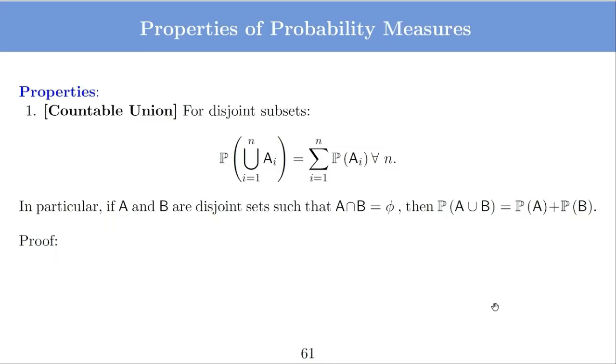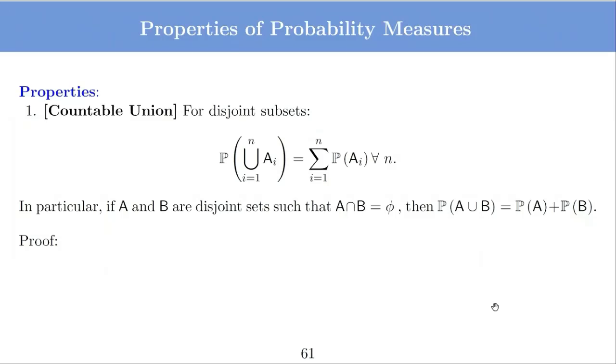First is the countable union. We already know that if you take a countable number of sets, then the probability of the union is equal to the summation of the probabilities of the individual sets. But this is also true for the finite union, not just the countable union. This means that if you take some n sets A1, A2 up to An, and they are of course disjoint, then also the probability of the union of these n sets is equal to the summation of P of the individual sets. And this is true for any n.